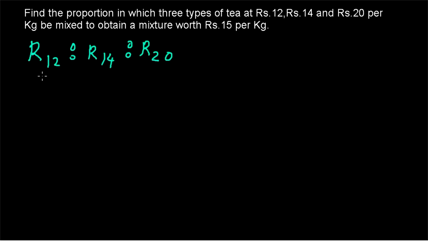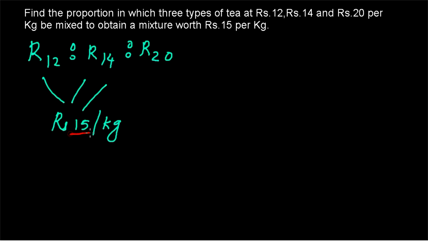The tea at rupees 12, the tea at rupees 14 and the tea at rupees 20 in order to get a mixture worth rupees 15 per kg. That is the ratio R12 is to R14 is to R20. It's a case of alligation when more than two ingredients are mixed together. Here we are having three ingredients. So the same procedure is to be followed.